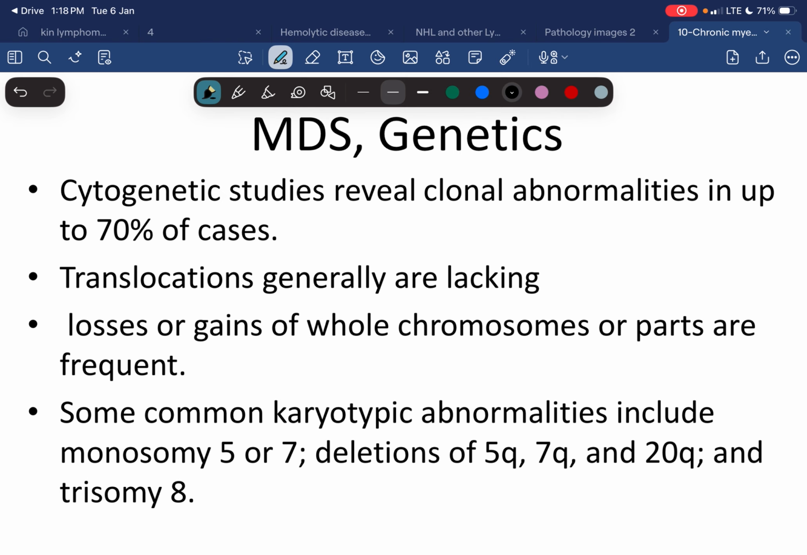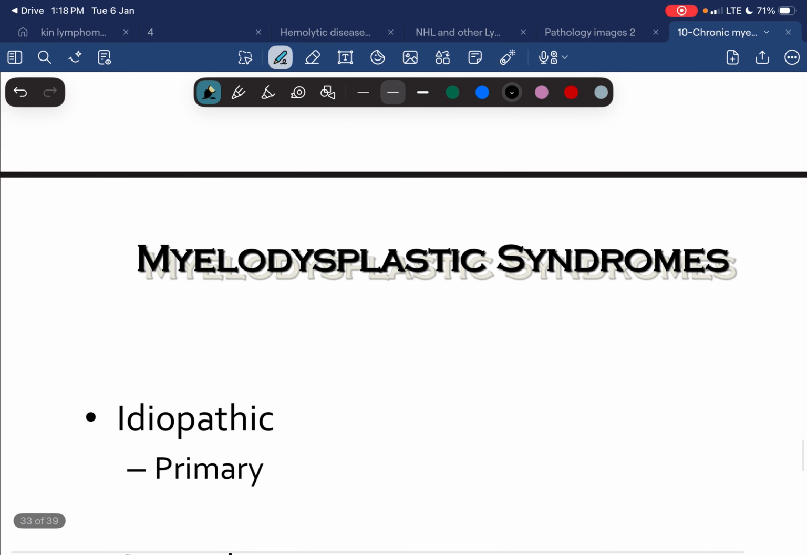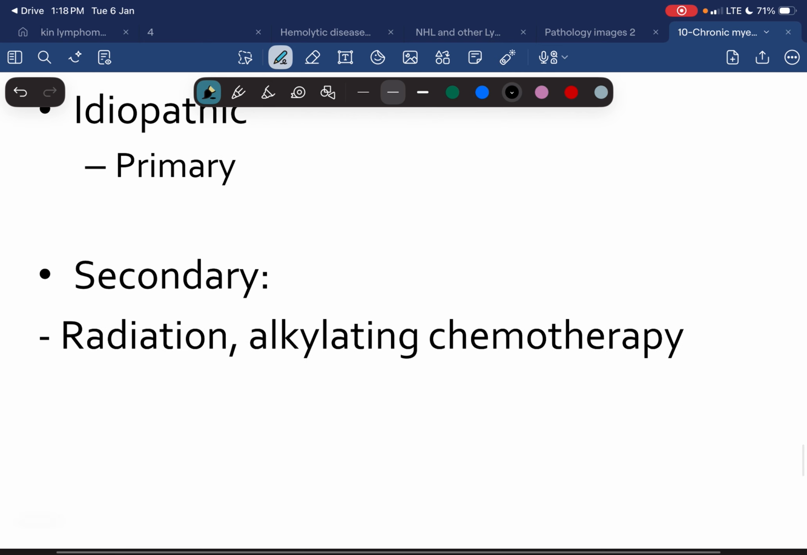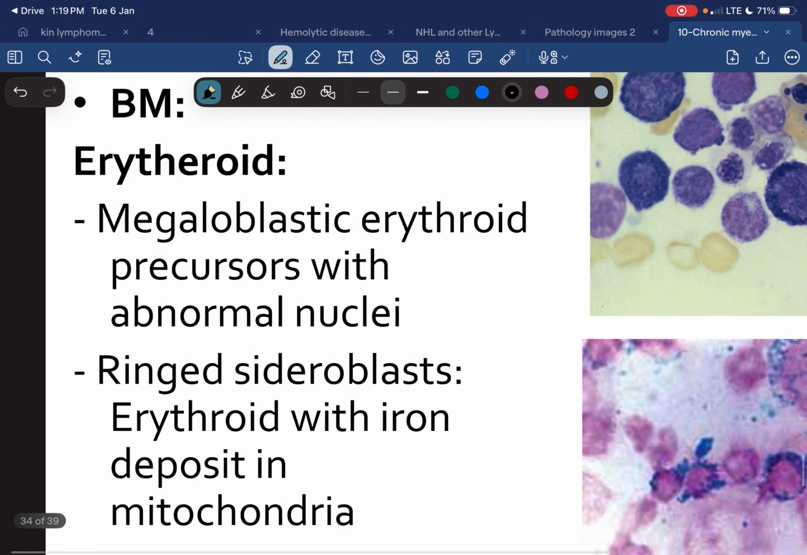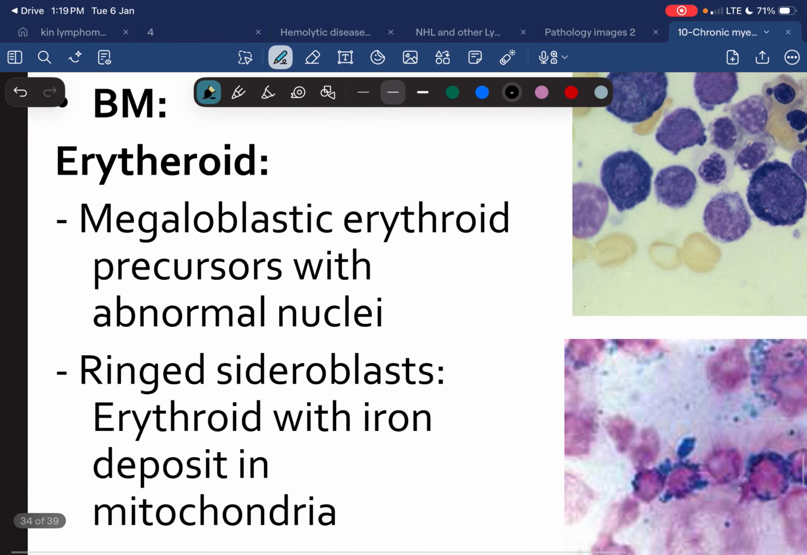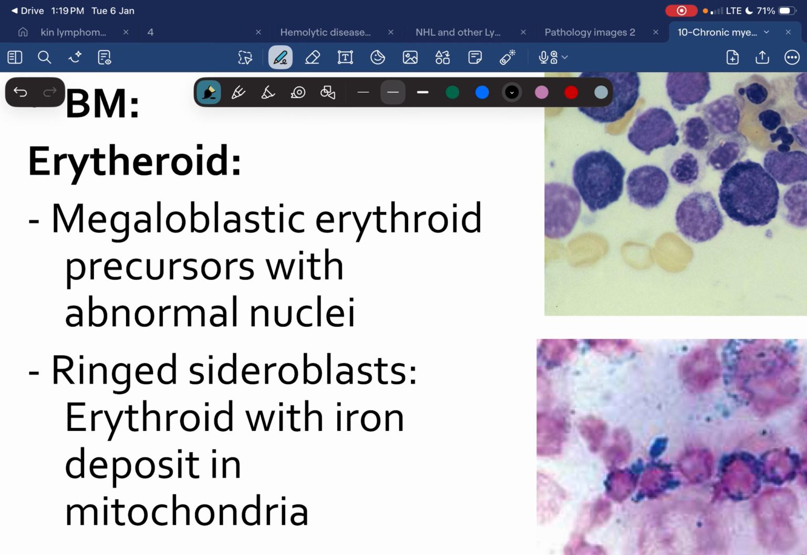Another important piece of information is that it could be idiopathic primary or secondary due to radiation or alkylating chemotherapy. We said in the bone marrow, all cell lines will be affected with dysplastic features. The erythroid will show megaloblastic erythroid precursors, enlarged precursors here. These precursors of RBCs are enlarged with abnormal nuclei and ring sideroblast formation, the erythroid with iron deposition in the mitochondria. This is abnormal and a dysplastic feature affecting the erythroid precursors.